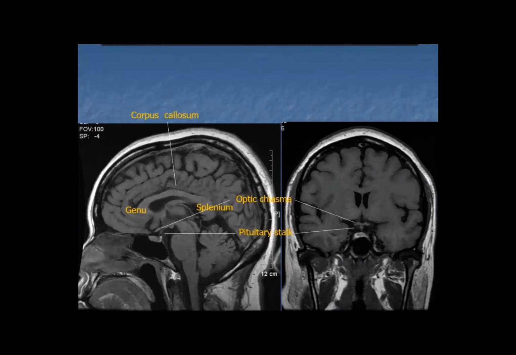It's a sagittal image. On the sagittal image, we can display the corpus callosum. This is the corpus callosum. Here is the genu and splenium. Here is the optic chiasm. Optic chiasm on the coronal plane image. Here is the pituitary stalk, and the pituitary.